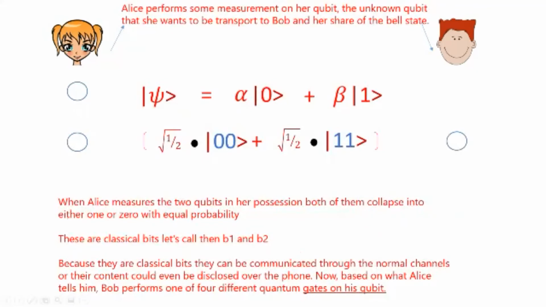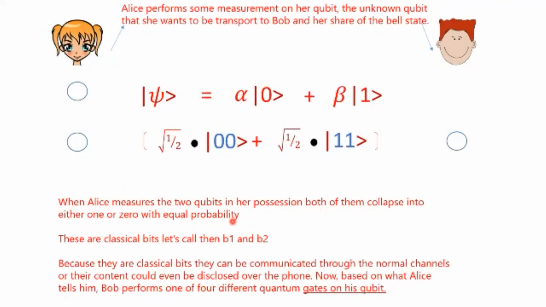Now, Alice performs some measurement on her qubit, the unknown qubit that she wants to transfer to Bob, and her share of the Bell state. So she's going to collapse both of these qubits, like I said before. Now, these 2 qubits are in Alice's laboratory. This one's in Bob's. So when Alice measures the 2 qubits in her possession, both of them collapse into either a 1 or a 0 with equal probability.